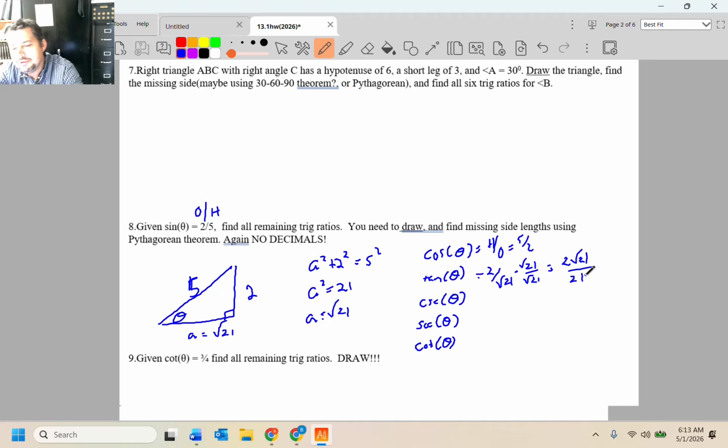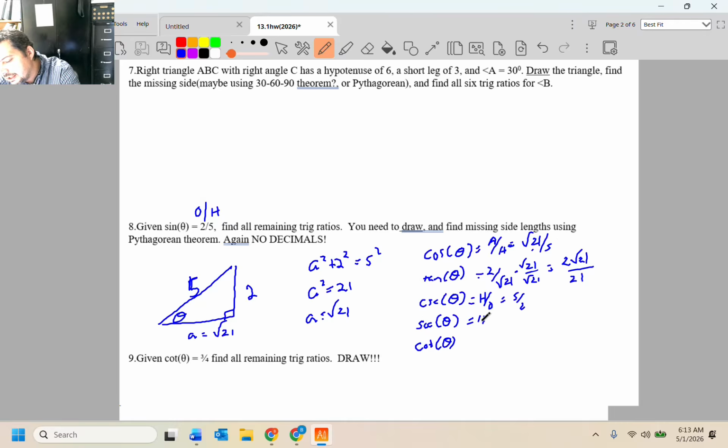I don't know why I put cosecant where cosine goes. Just having a moment here. Cosecant is the whole, and it's 5/2. Cosine is adjacent over hypotenuse, right? A over h, which is √21 sitting pretty over 5.